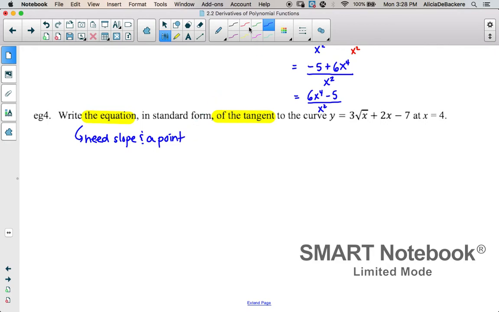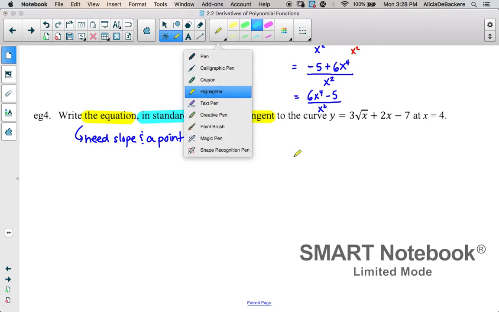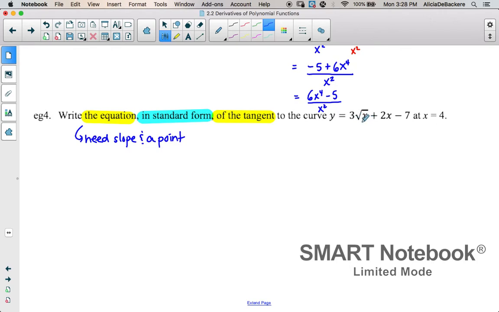The other thing that I'm noticing is that they are telling me I have to change the equation into standard form. So I'm going to keep my eye out for that. All right, so we want the equation of the tangent to this curve here at x equals 4. If I'm looking for the slope, that means that I want the derivative. Now, I'm going to use my shortcuts to take the derivative of this. I'm not going to use limits anymore, unless a question specifically asks me to.